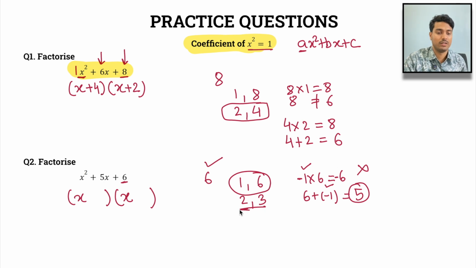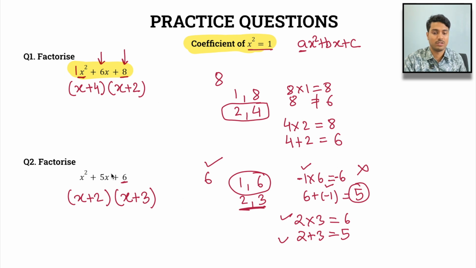So let's check with 2 and 3. If we multiply 2 and 3, we will get 6. If we add 2 and 3, we will get 5. That means we can use positive 2 and positive 3. So x plus 2 and x plus 3 are the factors of the quadratic expression x squared plus 5x plus 6. This is how we are going to solve a lot of questions.